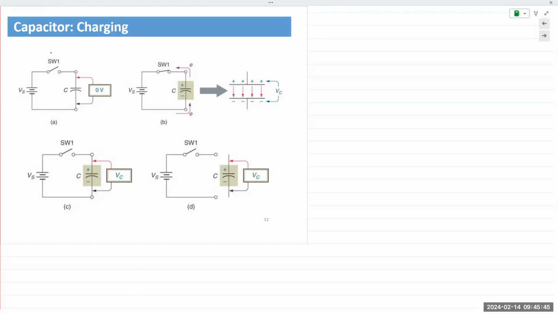So there is a buildup of charge, as shown in this illustration. When electrons leave one plate, an extra positive charge appears. When electrons accumulate at the other plate, negative charge appears. The difference in charge, or difference in potential, is measured in terms of voltage, and that voltage is noted as the capacitor voltage.